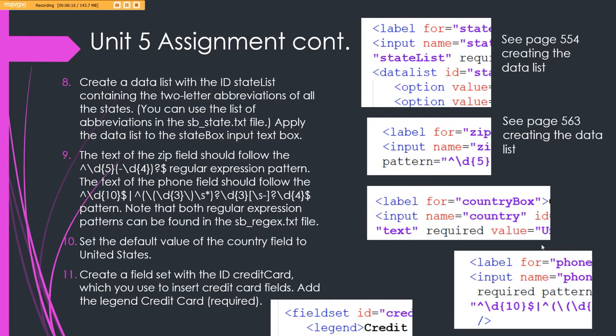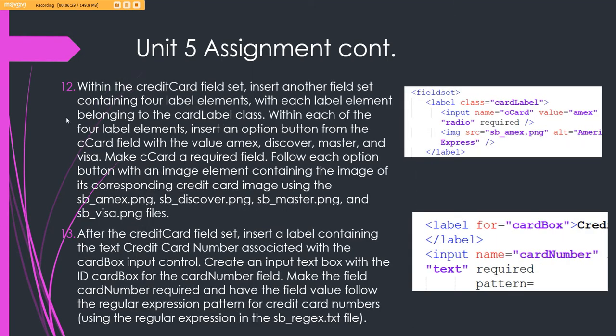Oh, I skipped the phone, but here's how the phone goes. It's basically the same as the zip code. It has phone, phone box, phone, and then the pattern. Then within the credit card, you're going to make field sets for each credit card that it tells you to do.